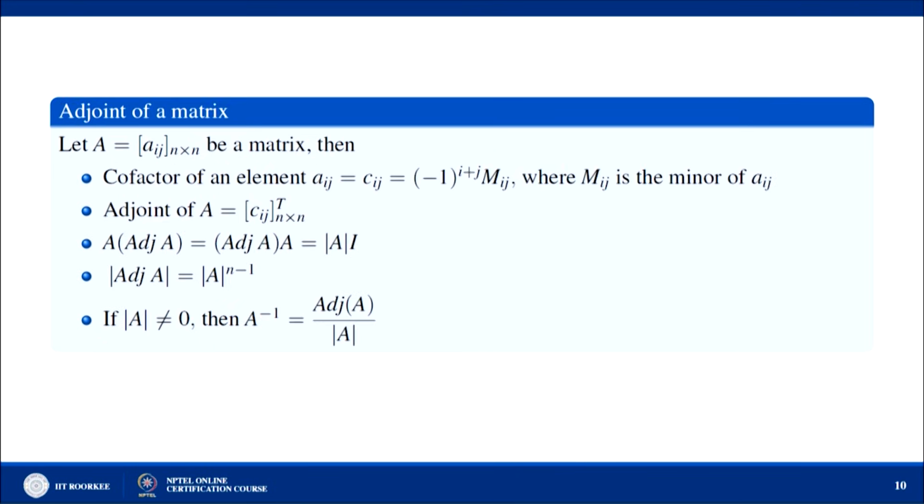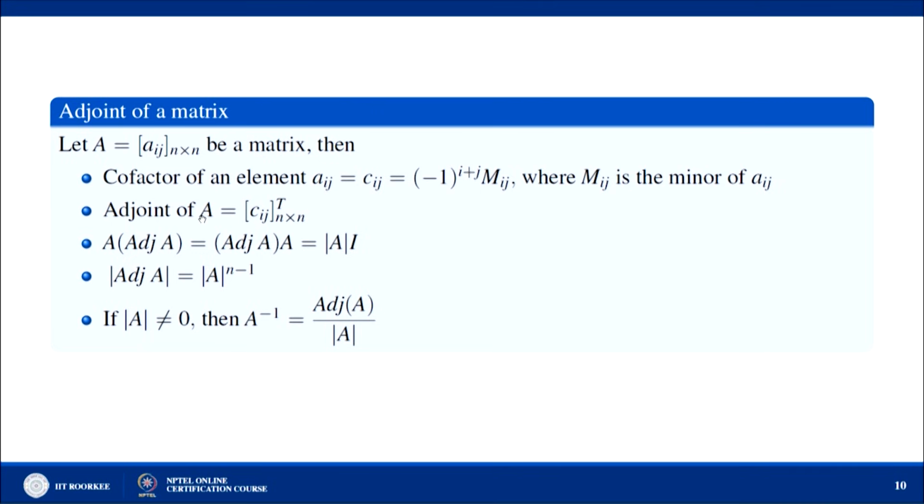Now, adjoint of a matrix. Let A be an n cross n matrix, a square matrix of order n cross n. Then how to find adjoint? First, you find the cofactor of an element aij, which is given by minus 1 raised to power i plus j times Mij, where Mij is the minor of aij. This we already know.